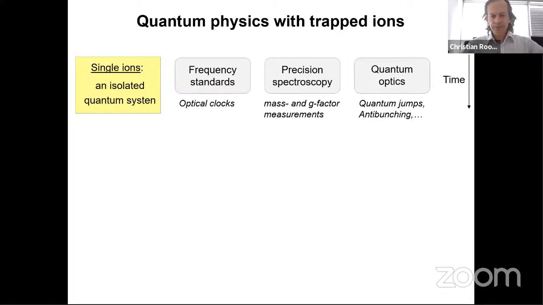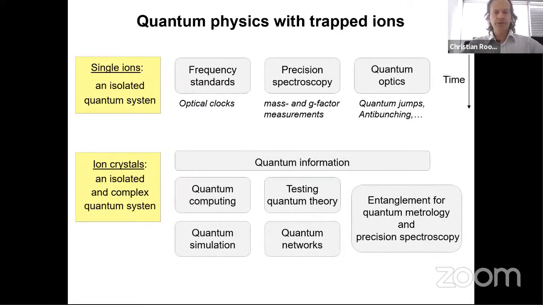Over the last two decades, with the advent of quantum information, the focus has shifted a bit to experiments involving more than just a single ion. Instead of working with single ions, people are now very interested in working with ion crystals and turning them into an isolated but also complex quantum system with applications in quantum computing and tests of quantum theory, quantum simulation, quantum networks, but also using entanglement that can be generated among the ions for quantum metrology and precision spectroscopy.